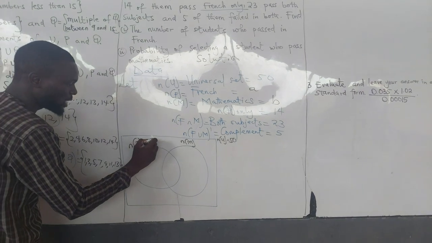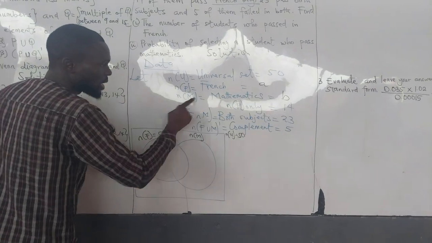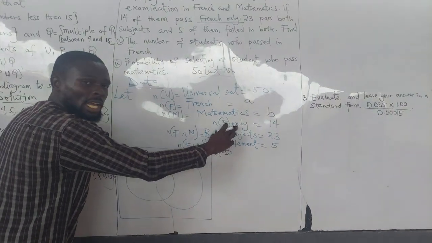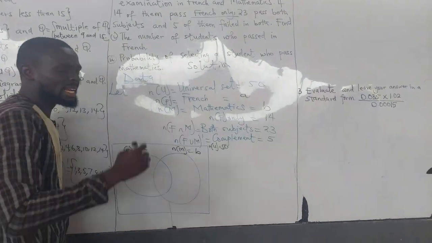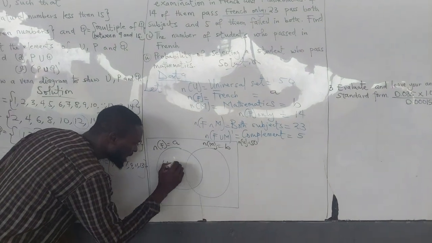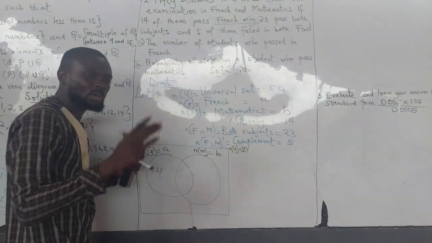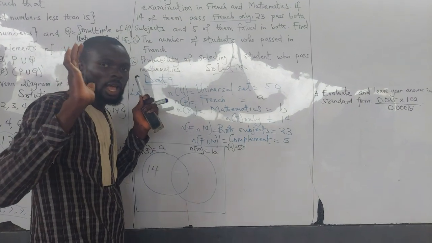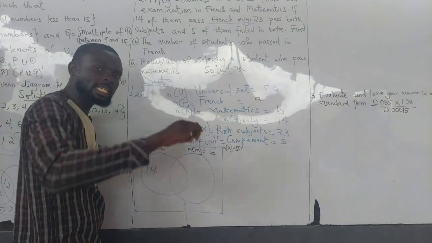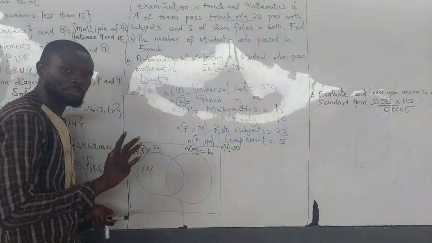French, here, we said it should be A, so we have it there. Mathematics, we said is B. Now the French only has been given as 14. Now because it is only, we are just going to drop it inside the only for French without subtracting. Why are we not subtracting? We are not subtracting because it is only. So this student did only French.